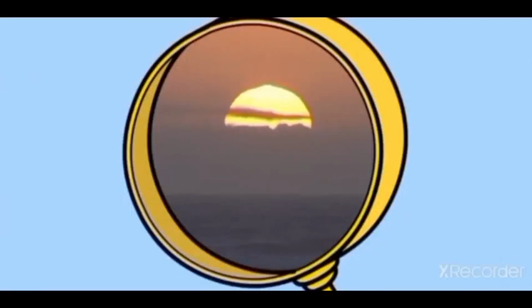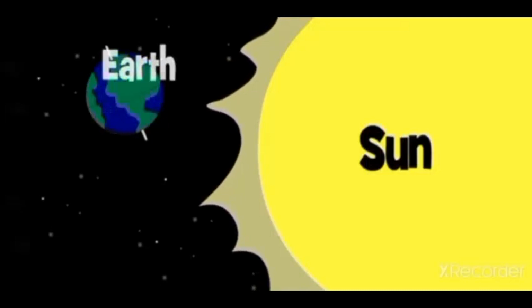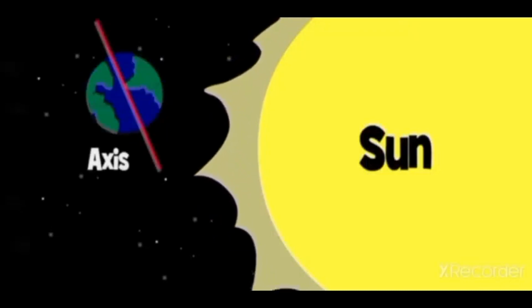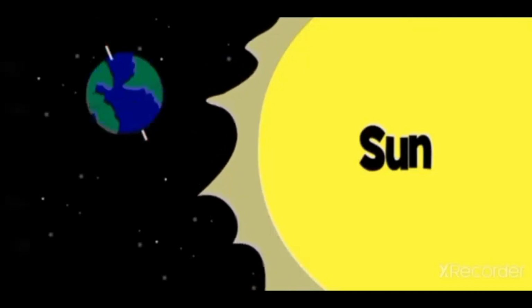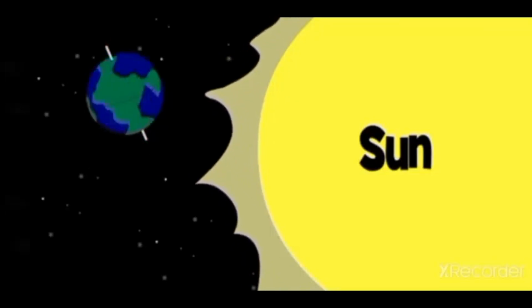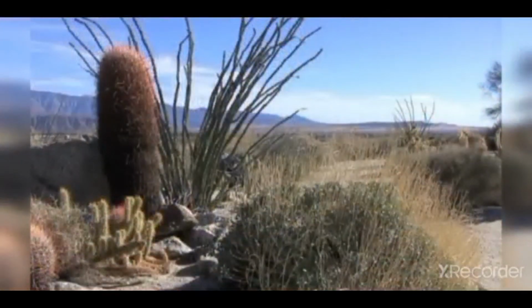We all know that the sun is hot and the sun heats the earth. We also know that earth is a little tilted. Because of this, some parts of earth get more heat than other places. That's why some places on earth are hot, while some places on earth are cold. This uneven heating of air in the atmosphere causes the air to move.